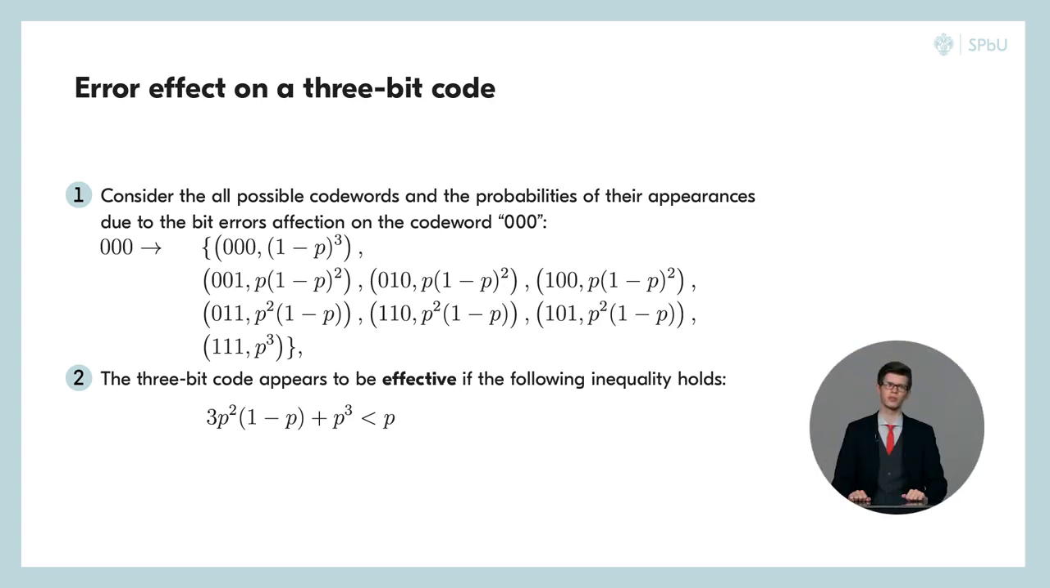As can be seen from the example we discussed, if the single bit error has a probability of p, then the total probability of change in 2 or 3 bits of the code word must be less than p. It means that the probability of uncorrectable error to occur in the logical bit must be less than the single bit error probability in the not encoded bit. Only in this case, the 3-bit code is effective.